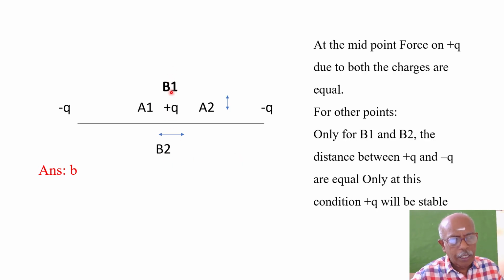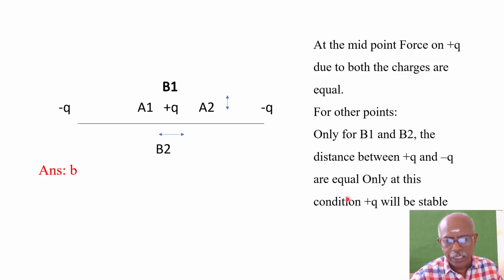So at B1, the plus q is placed here. The distance between this minus q and this plus q, and also the distance between the other minus q and plus q, will be equal. Similarly for B2 also, because it is moved along the bisector line. So as far as B1 and B2 are concerned, the distances between plus q and each minus q are equal.